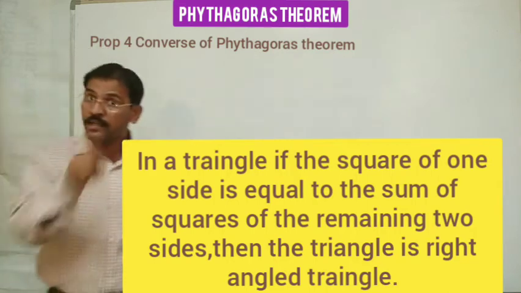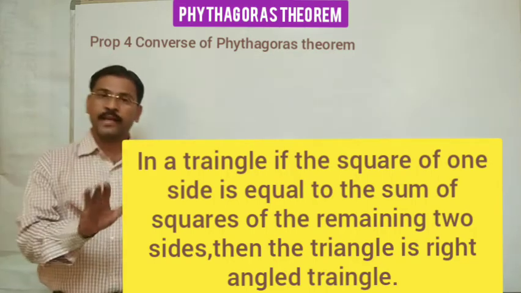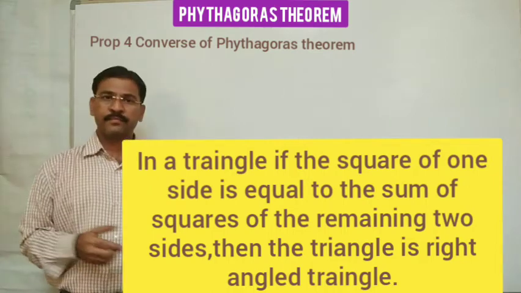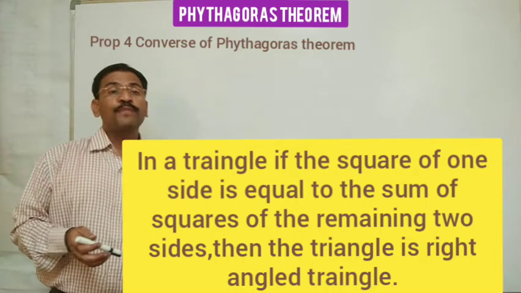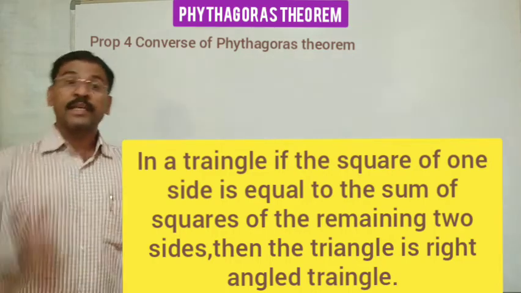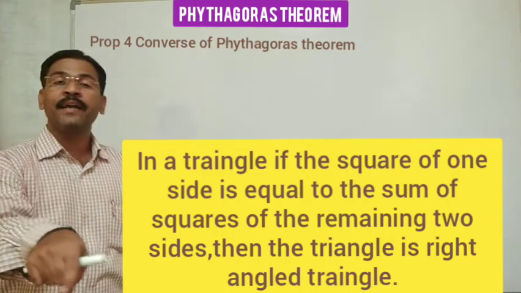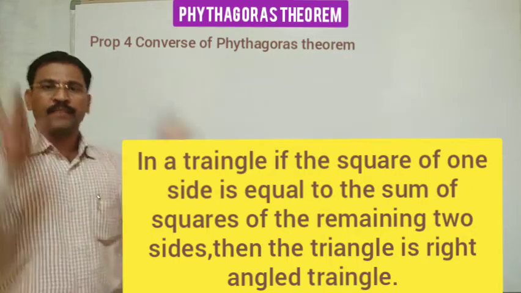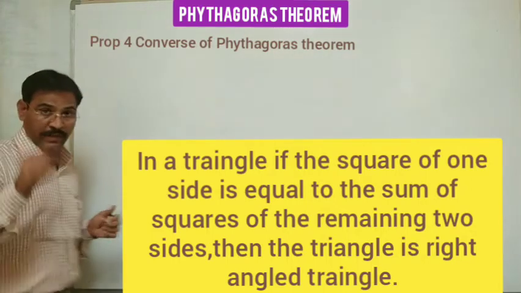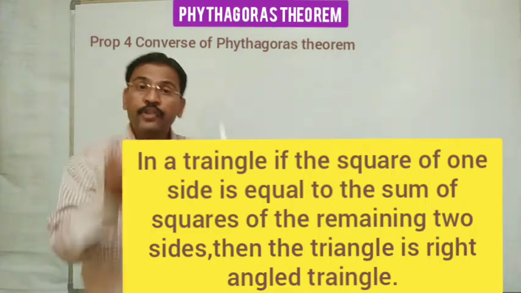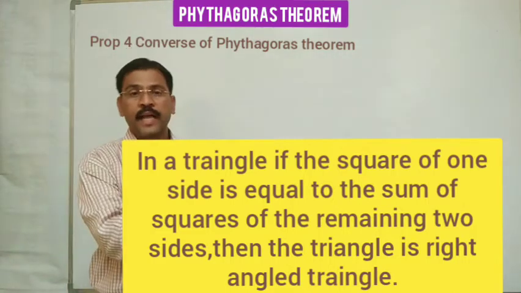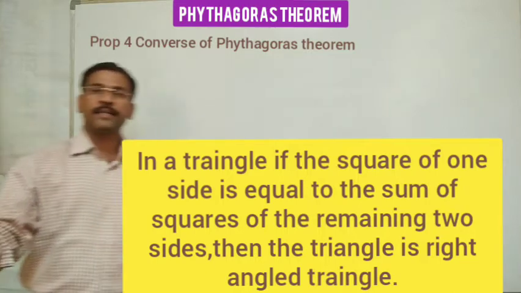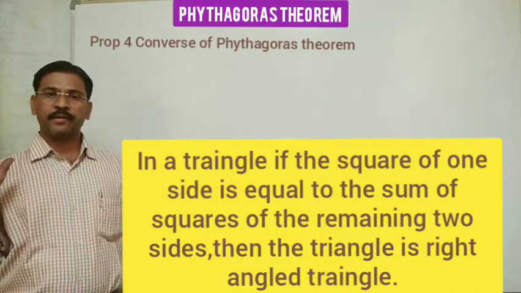In a triangle, it is not a right angle, only a triangle. In a triangle, if the square of one of the sides is equal to the sum of squares of the remaining two sides, then the triangle is a right angle. Which one do we have to prove here? Again I repeat: in a triangle, if the square of one of the sides is equal to the sum of squares of the remaining two sides, then the triangle is a right angle.